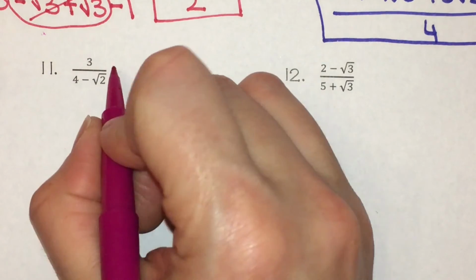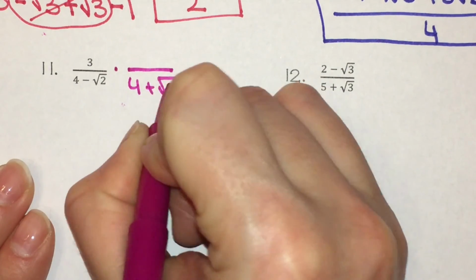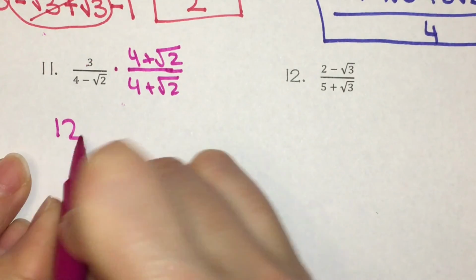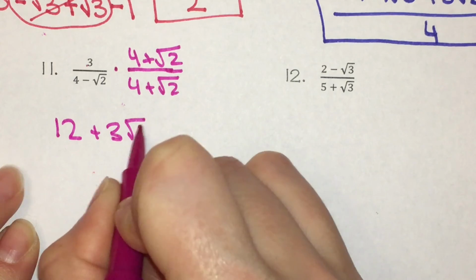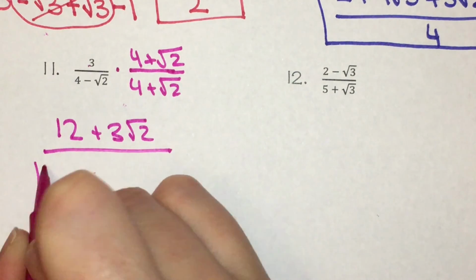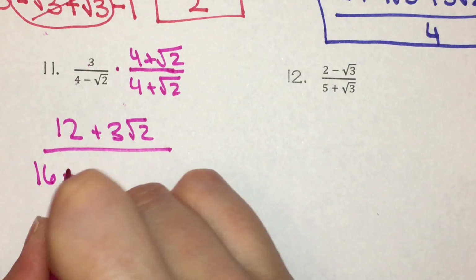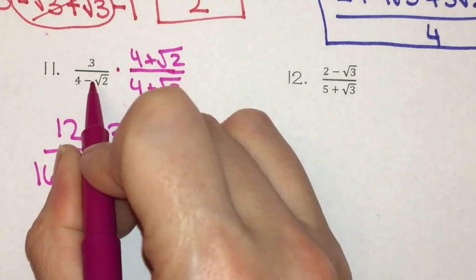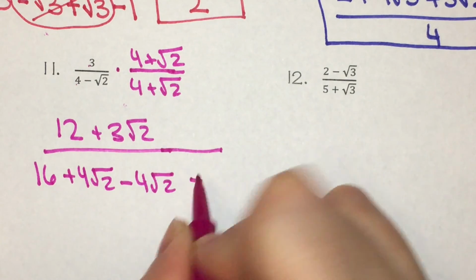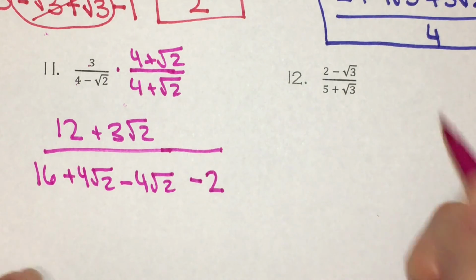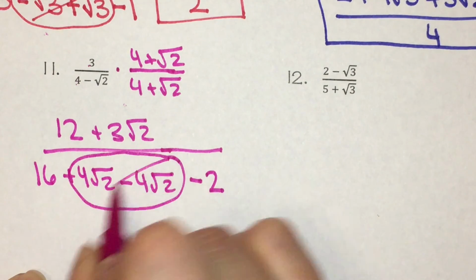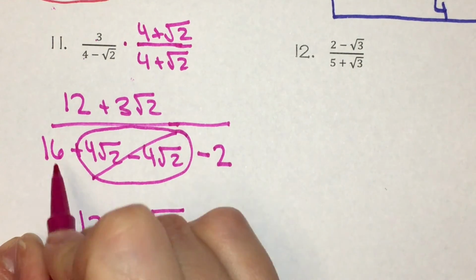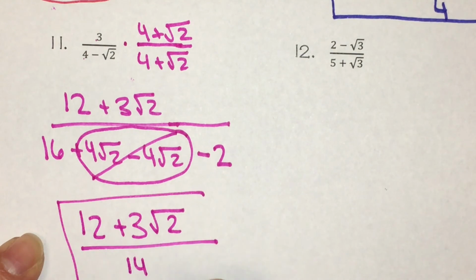All right, so multiplied by 4 plus the square root of 2 over 4 plus the square root of 2. So 3 times 4 is 12, plus 3 times the square root of 2. Over 4 times 4 is 16, 4 times the square root of 2, negative square root of 2 times 4, negative times a positive is a negative, square root of 2 times the square root of 2 is 2. These cancel each other out. So you have 12 plus 3 square roots of 2 over 16 minus 2 is 14.